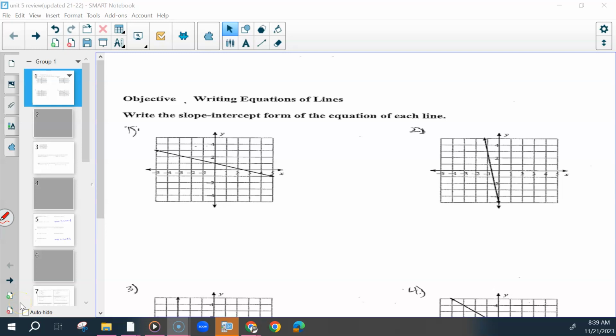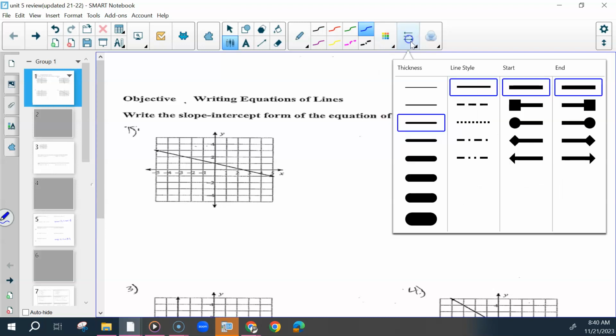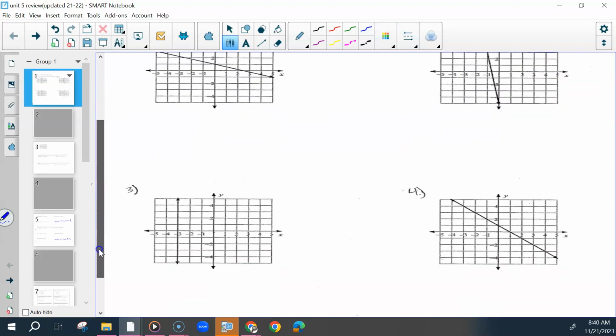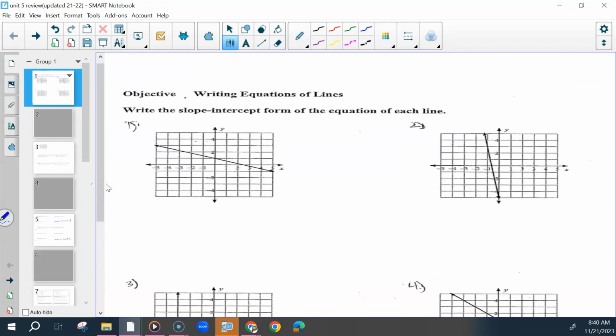Remember, there are only two objectives: writing linear equations in different formats and parallel and perpendicular lines. So on the first page, are there any questions you want to see Ju go over? Have questions about 1, 2, 3? You can do 3 as well, but we're not doing 4.